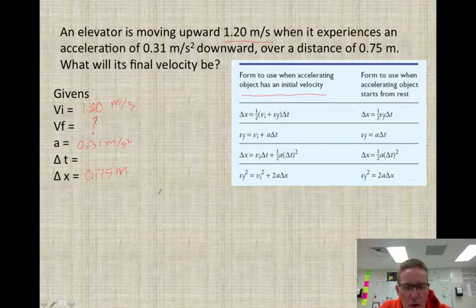So I'll just start right here. VF squared equals VI squared plus 2 times acceleration times the change in x. So we can plug in our numbers. We have a VI of 1.20 meters per second, and this is going to be squared, and then that's going to be added to 2 times our acceleration.